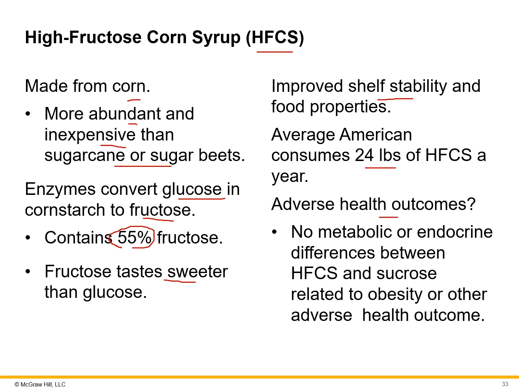So if we think about some different health outcomes related to these, so there's actually been shown, again, they get a lot of bad rap because it indicates they've been highly processed, but as far as research, there's no metabolic or endocrine difference between using the high fructose corn syrup or table sugar as far as sucrose related to obesity or other health outcomes.